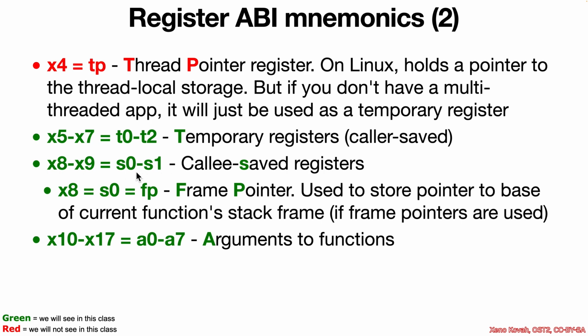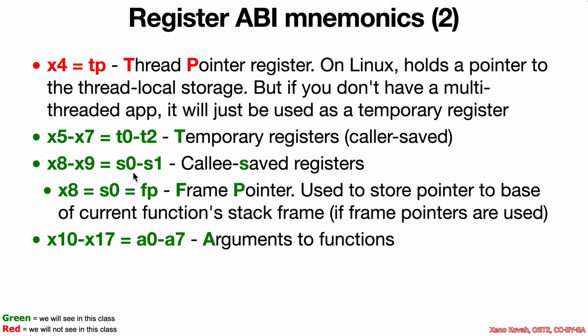S0 and S1, the saved registers, are supposed to be callee saved registers. So as opposed to these caller saved, the callee saved means you can go ahead and put values into these and you can call a function and the callee should not smash them. If the callee needs to use them, it's the callee's responsibility to go ahead and save these registers.